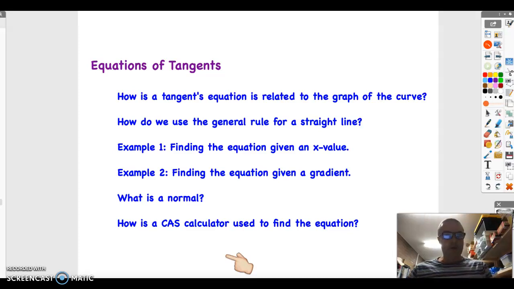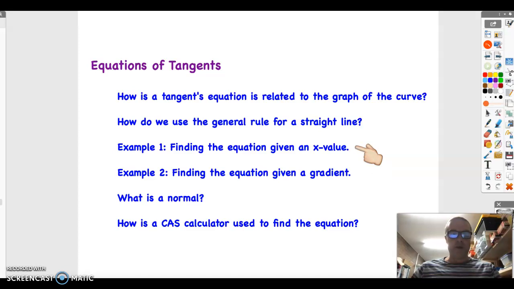Okay everybody, in this lesson about the equations of tangents, we're going to have a talk about how a tangent's equation is related to the graph of the curve. I'm going to use Desmos to show these relationships. We'll talk about the general rule for a straight line and how that leads us to find the equation of a tangent. Through the course of this lesson, we're going to look at two examples.